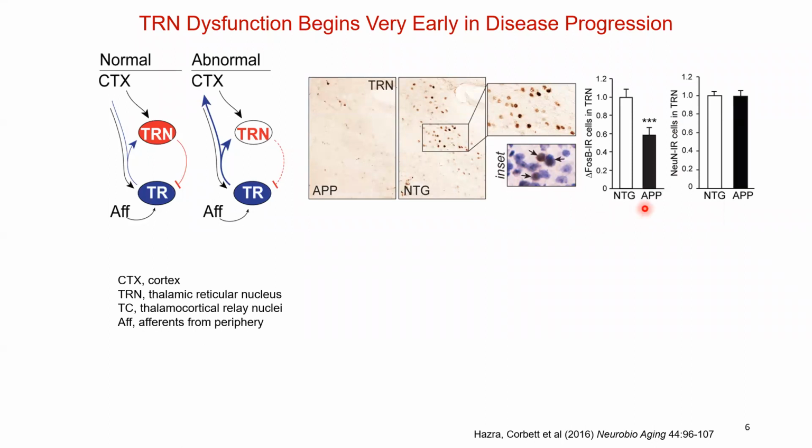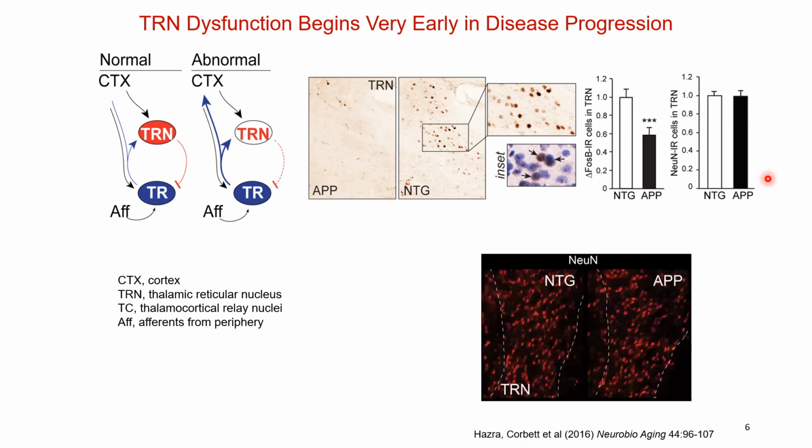They found a strong reduction in delta FosB immunoreactive cells in TRN in APP mice, at the age of 2 months. They were wondering whether it was because of neuronal loss, but there is apparently no neuronal loss. So the neurons are still there, they're just not active.